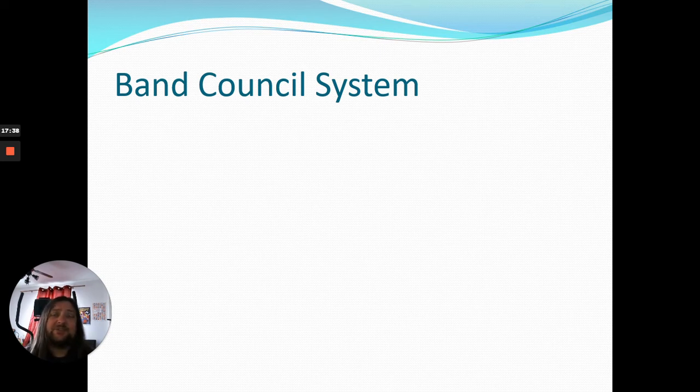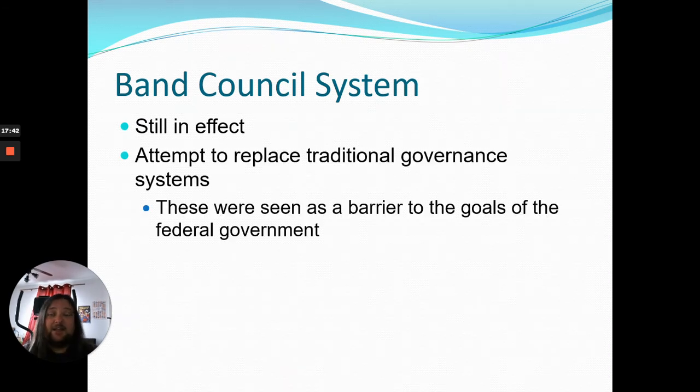So the band council system, we've mentioned it before. It's still in effect today, even though it was created way back in 1876. And really, it was an overt attempt to replace traditional governance systems, because these were seen as barriers to the goals of the federal government, which was to expand and get more land for settlers. And it mostly worked, unfortunately. There are still people in many communities today trying to maintain and bring back traditional governance systems.